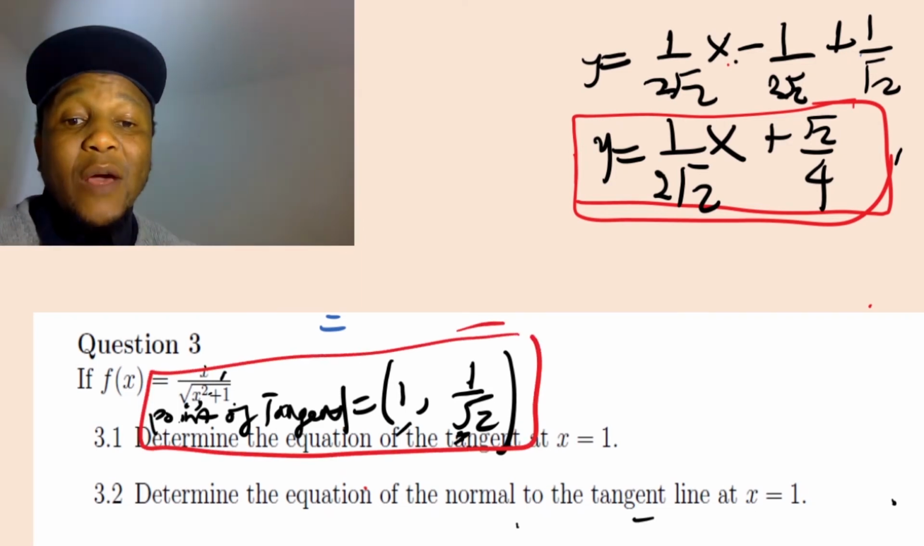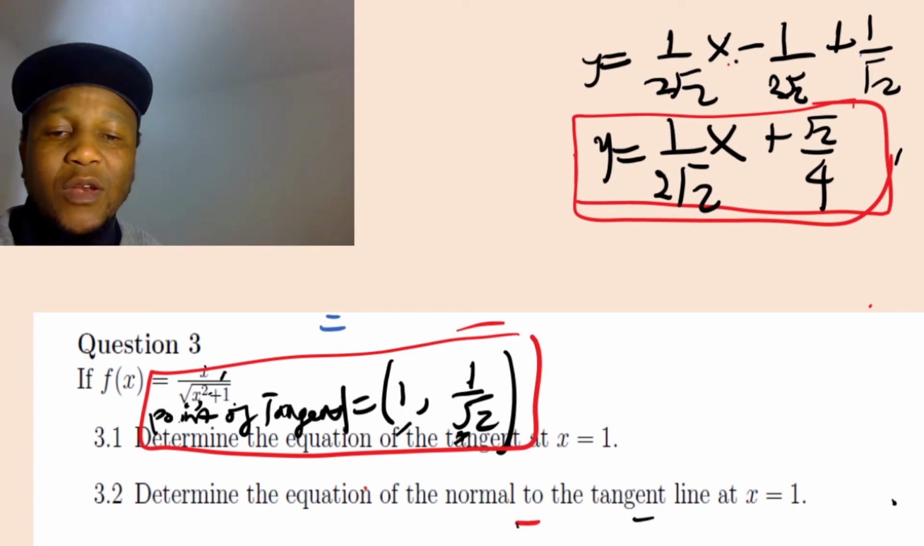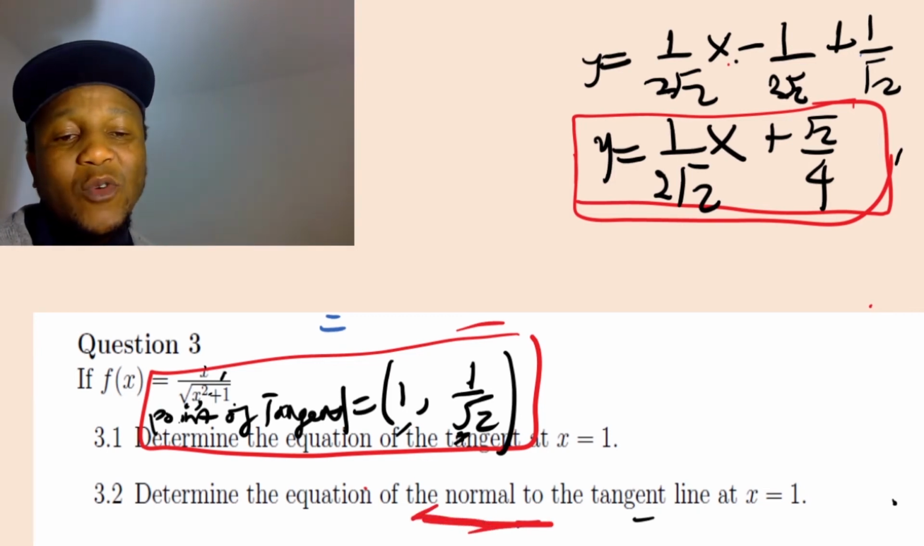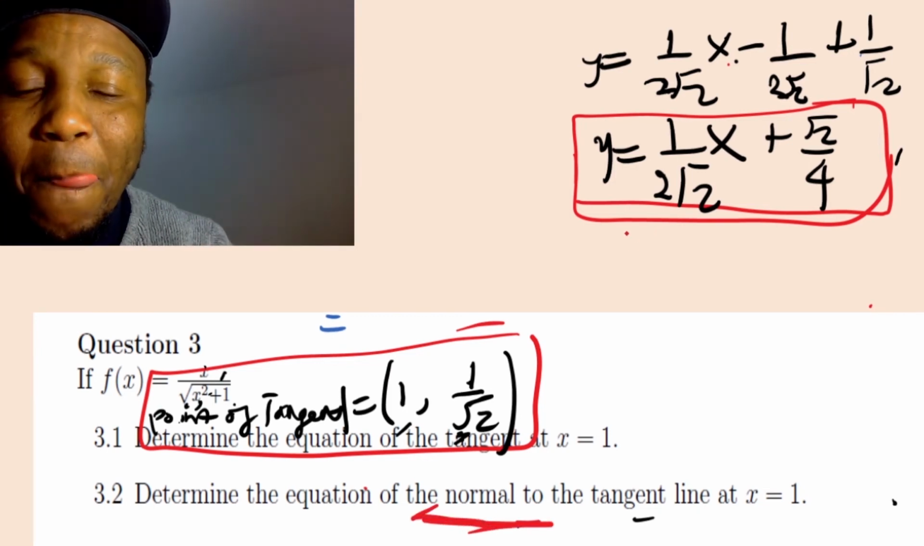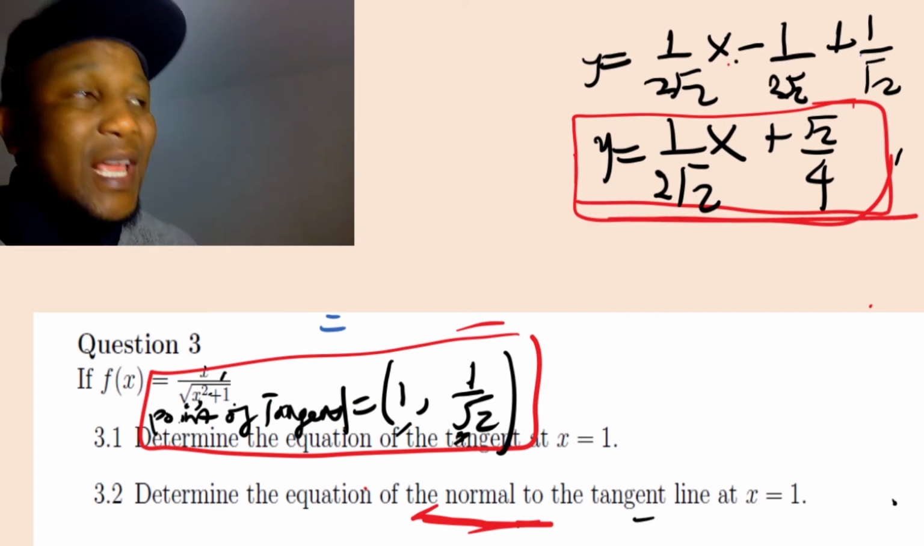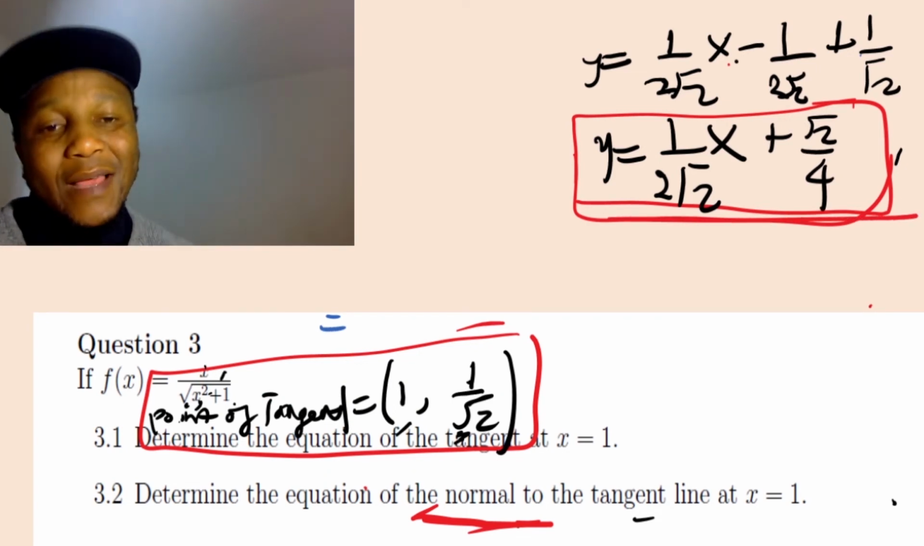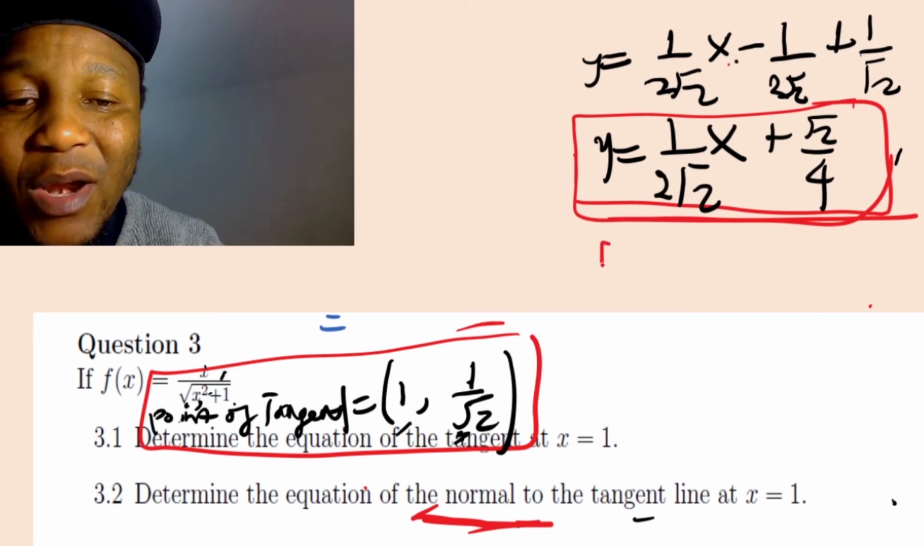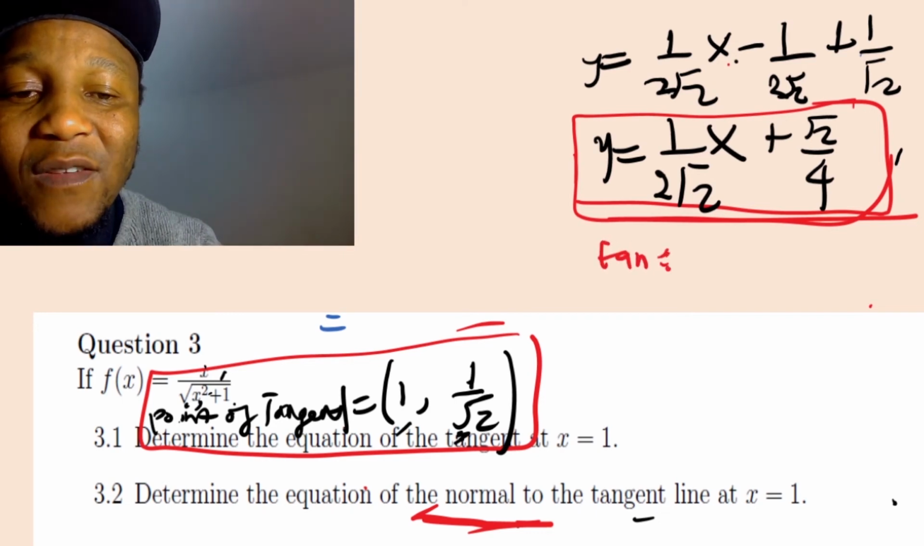Now, what do they want? They want the equation of a normal, which is very easy. Remember, if we have information for the tangent, the tangent and normal are perpendicular to each other. So if I want to get the equation of a normal, I must do this.